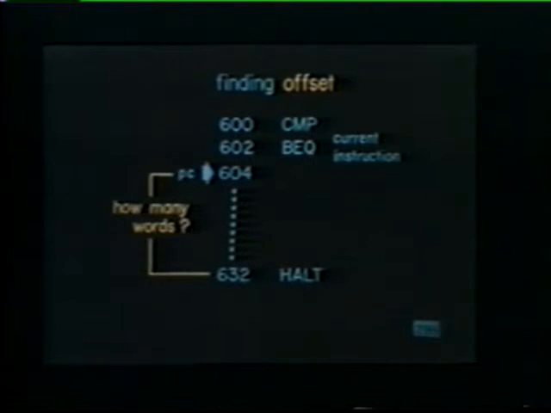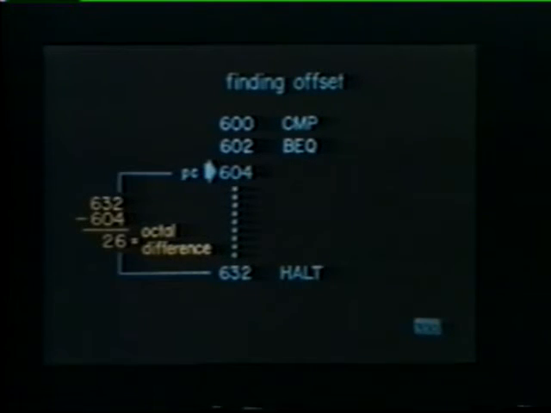Now, let's study the method for finding the offset when we know the effective address. Suppose there is a large distance between the PC and the desired address. We don't want to spend the rest of the day counting words. Is there some formula we can use to make this task simpler? Yes, there is, and it consists of only two simple steps. First, we calculate the octal difference between the program counter and the effective address. Here you can see that we took the effective address of 632 and subtracted the PC address of 604 to find the octal difference, 26.